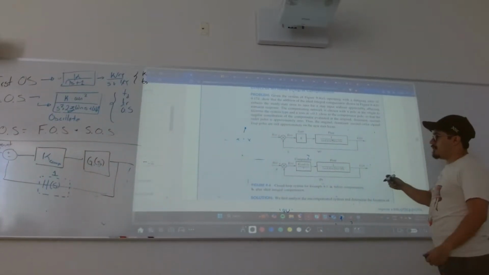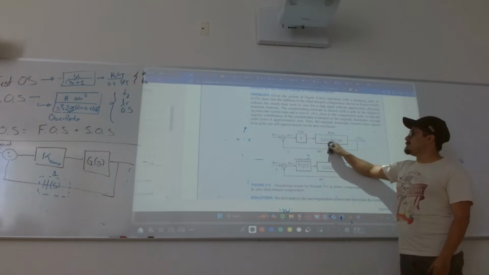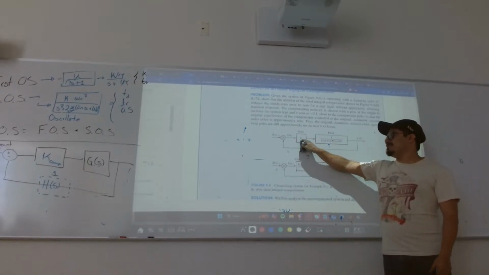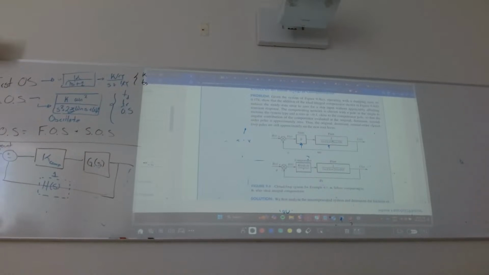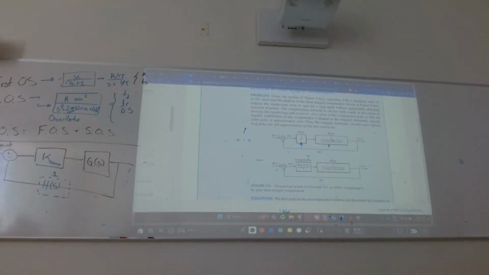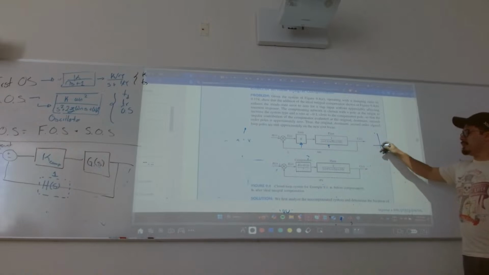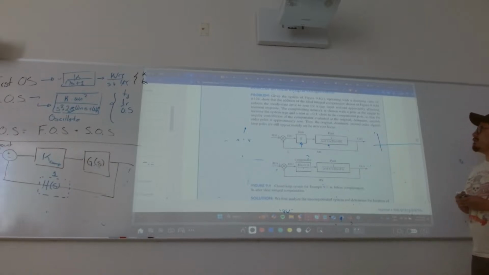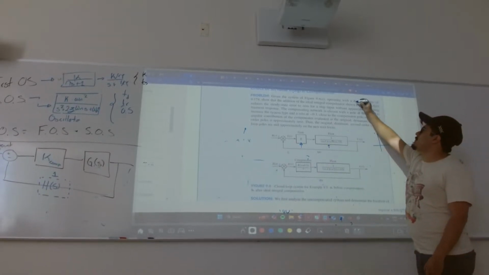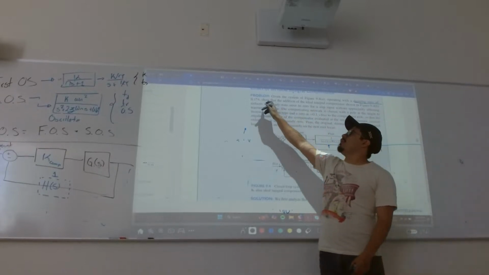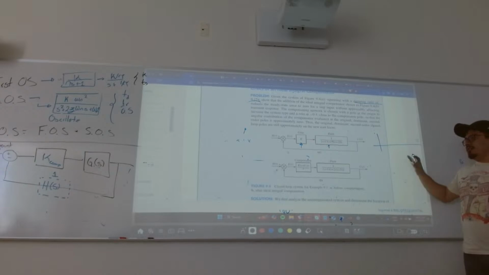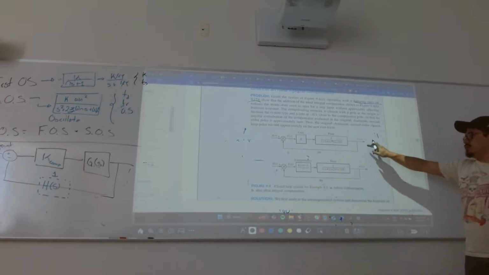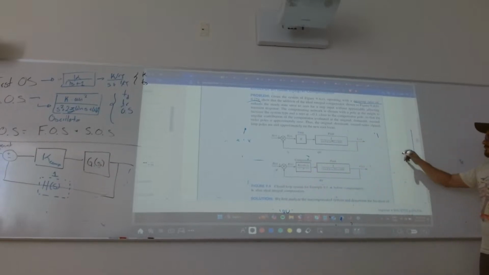So that's the problem. The first part of the problem is that I know this plant. The last engineer that worked here programmed a K, and nobody knows what that K is. But I know my system is performing in some kind of way, and the way that it is performing is it has a damping ratio of 0.174.